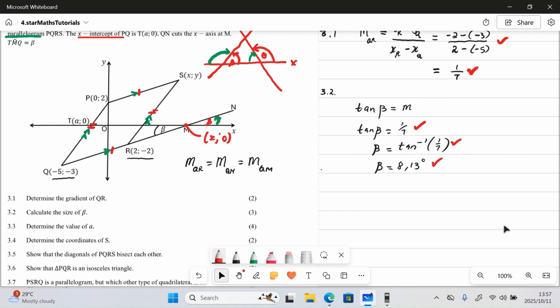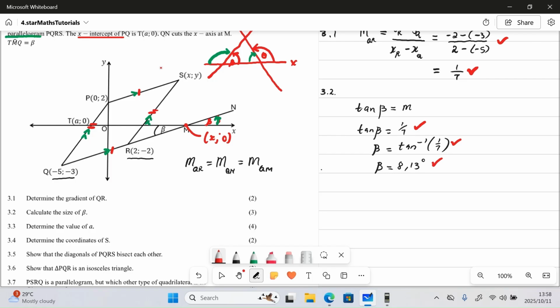Determine the value of A. Let's go and check where is A. Remember, A is the x-coordinate of T. And we are told that the x-intercept, we have already been told the answer. So, we are already given the answer, yes. The x-intercept of PQ is T, meaning for you to find the coordinate of T, you must find the x-intercept.